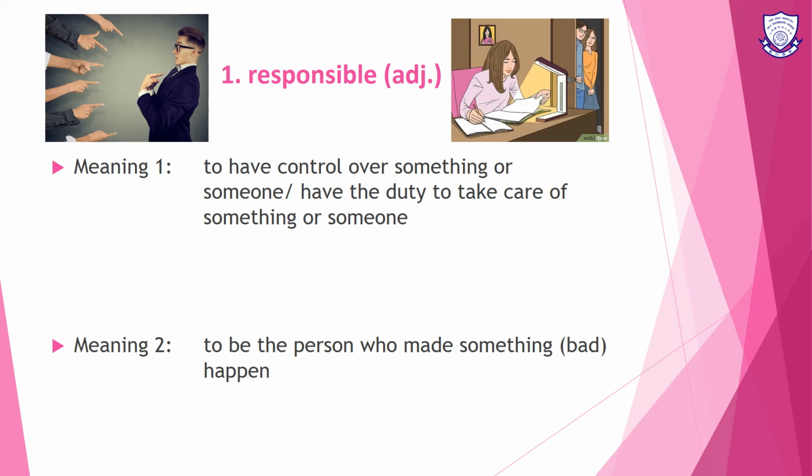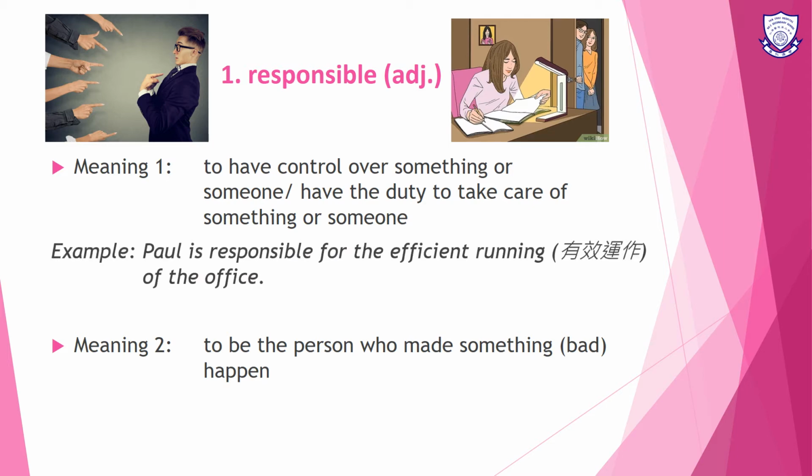So here we are facing the first vocabulary item of this lesson, and the word is responsible. It is an adjective. The first meaning is to have control over something or someone, or to have the duty to take care of something or someone. Let's take a look at the example sentence. Paul is responsible for the efficient running of the office. So this sentence means if the office is not doing well, Paul should do something about it. Or if the office is doing well, Paul is the reason behind it.